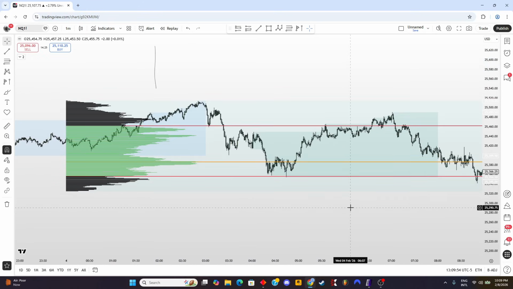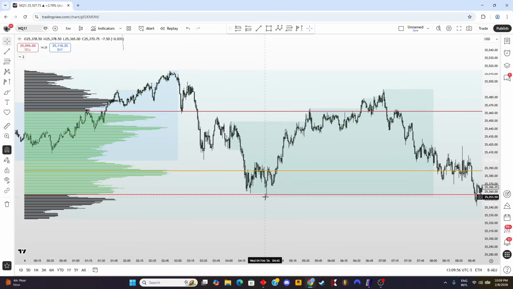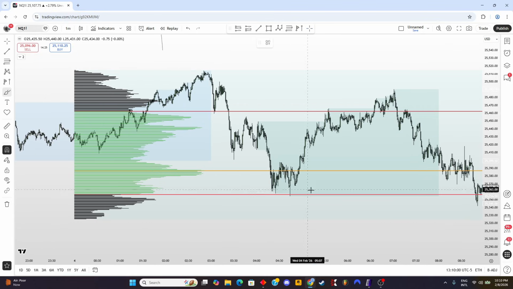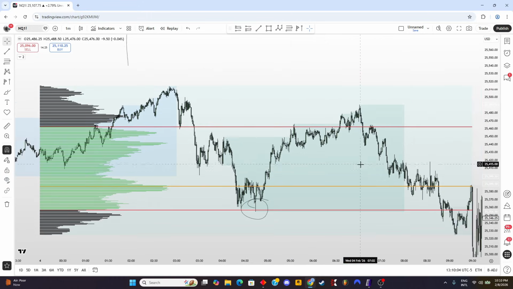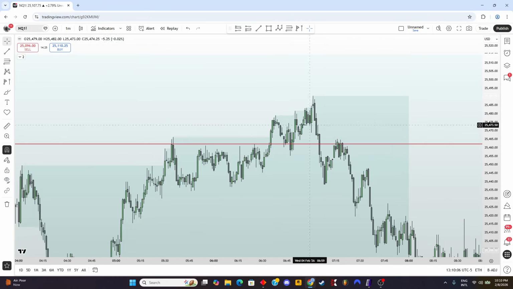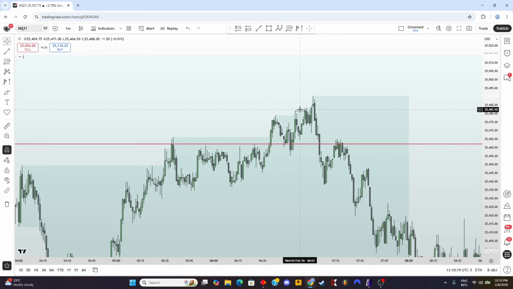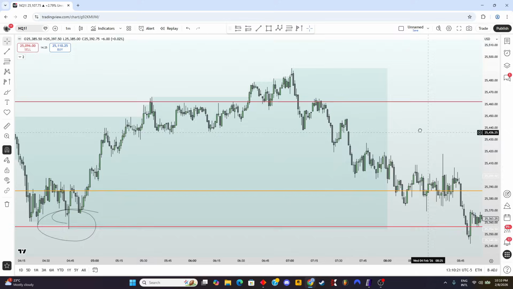So what happened initially? This is the value area low, okay? So we went from the value area low to the value area high, right? We broke out of this level, but there was no consolidation. We kept on creating higher highs and higher lows. Higher high, and then a higher high, and then a higher high. This is not consolidation, okay? And then we pushed back down, right?